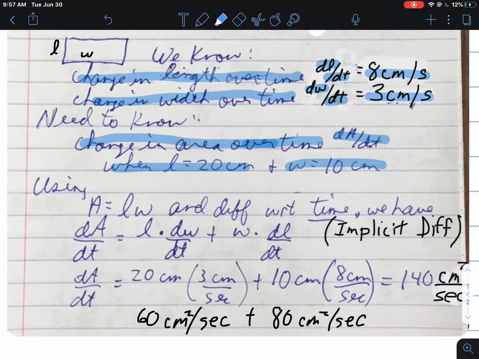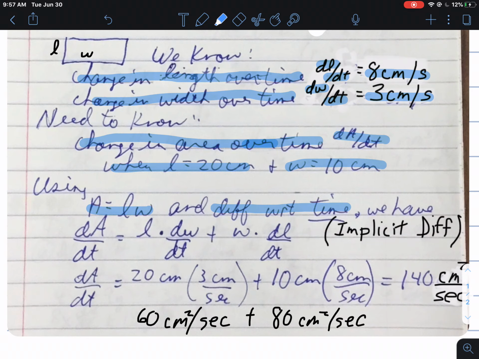Well, since we're looking for the rate of change in the area, how about we start with the area formula for a rectangle, right? Since I want to know the rate of change in the area, I start with the area. Area is length times width, but we're interested in the rate of change in the area with respect to time. So here we're going to differentiate with respect to time.